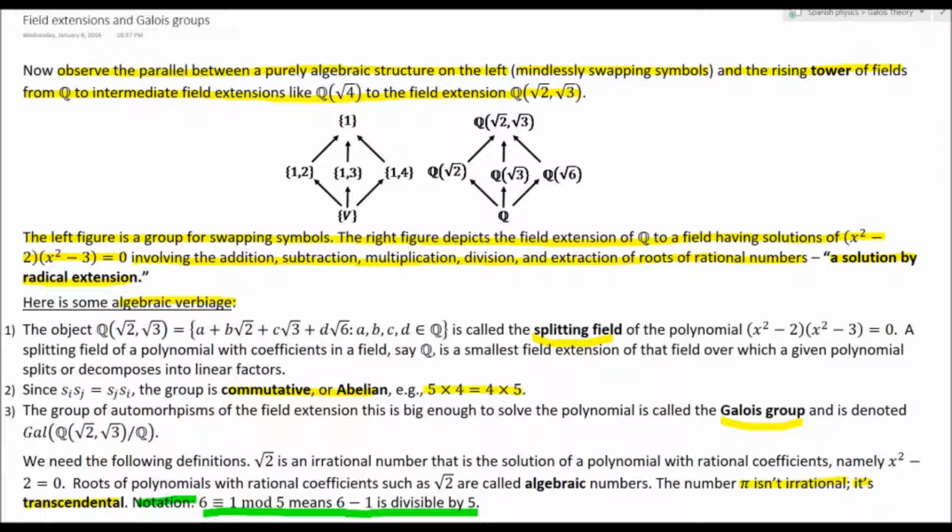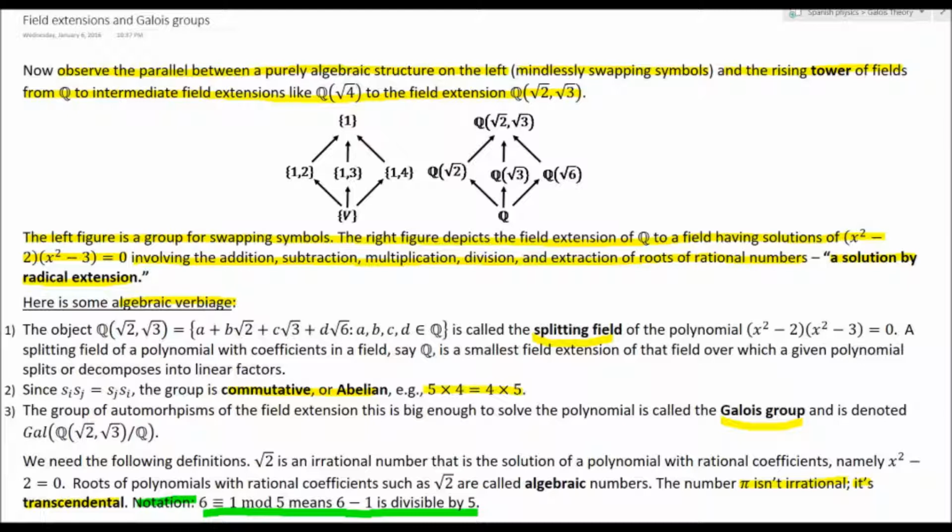The group of automorphisms, the group of swappings, if you will, of the roots, that is called the Galois group. And it has this notation that looks like a fraction, of the field extension over the rational numbers. And finally, at the last paragraph, we all know that the square root of 2 is an irrational number.